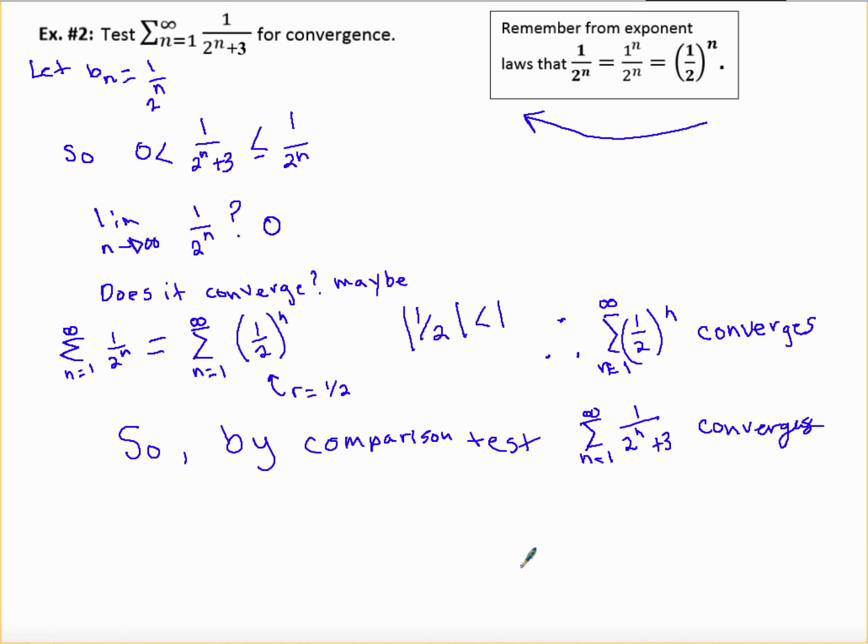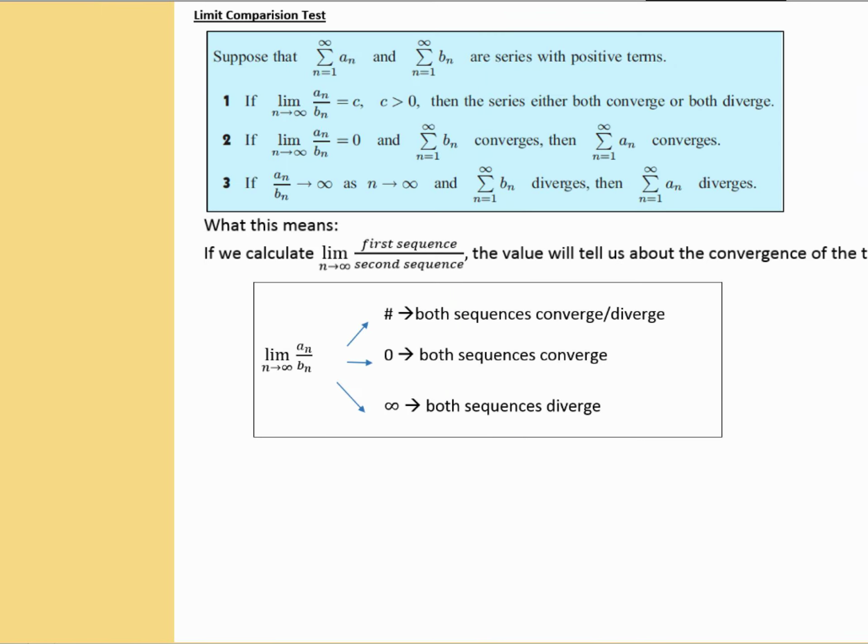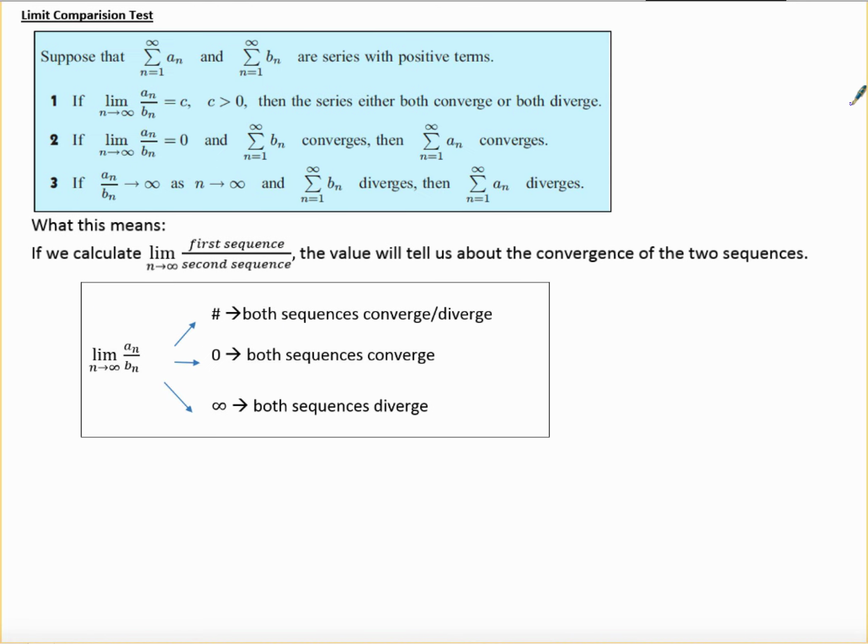And there it is, the comparison test. So now let's move forward and let's try the limit comparison test. For the limit comparison test, here's our official definition. But what does it mean? I'll give you a second to read that over.